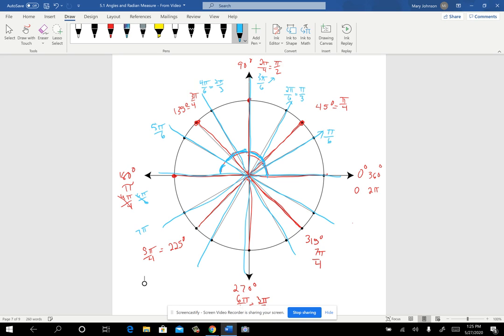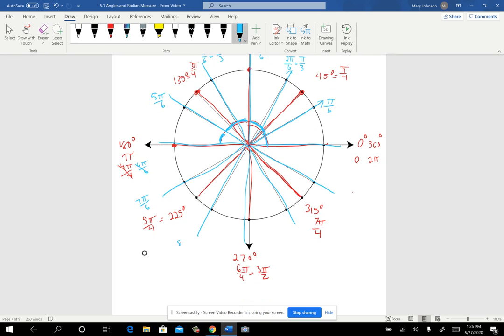This blue one would be 7 pi over 6. Can't simplify that. This would be 8 pi over 6, and that would wind up reducing to be 4 pi over 3. This would be 9 pi over 6, and that would wind up simplifying to be 3 pi over 2. This is 10 pi over 6, which is 5 pi over 3. And then this would be 11 pi over 6, which doesn't reduce. And then this would be 12 pi over 6, which is 2 pi.